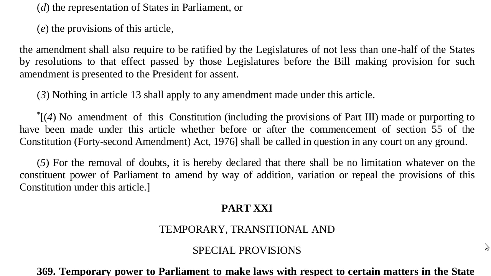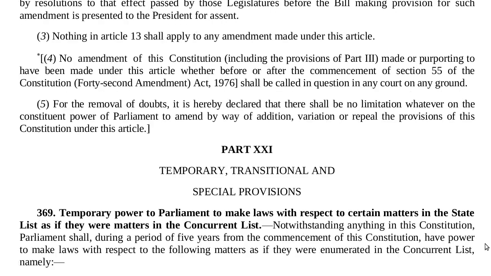3. Nothing in Article 13 shall apply to any amendment made under this article. 4. No amendment of this Constitution, including the provisions of Part 3, made or purporting to have been made under this article, whether before or after the commencement of Section 55 of the Constitution (42nd Amendment) Act 1976, shall be called in question in any court on any ground. 5. For the removal of doubts, it is hereby declared that there shall be no limitation whatever on the constituent power of Parliament to amend by way of addition, variation or repeal the provisions of this Constitution under this article.